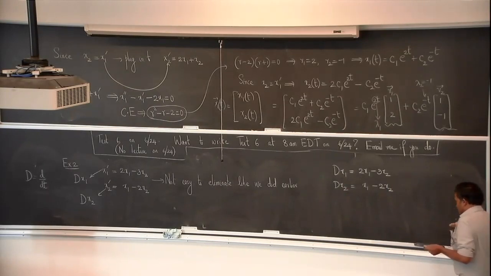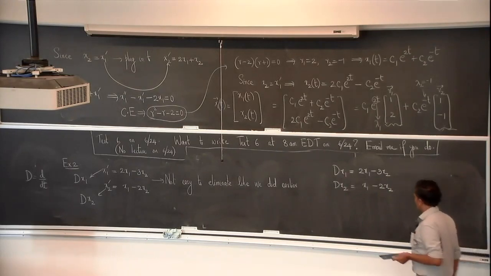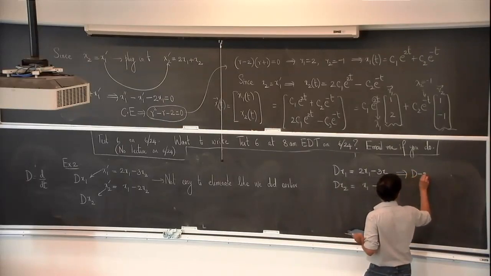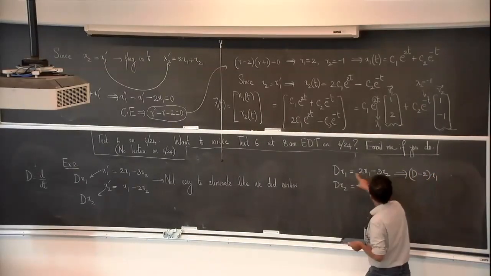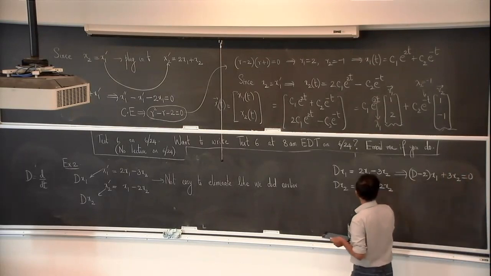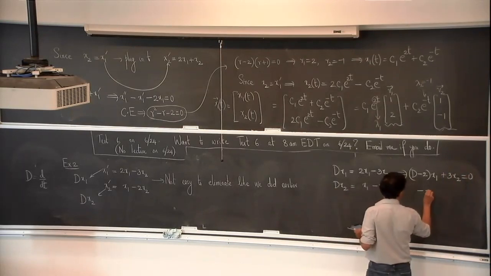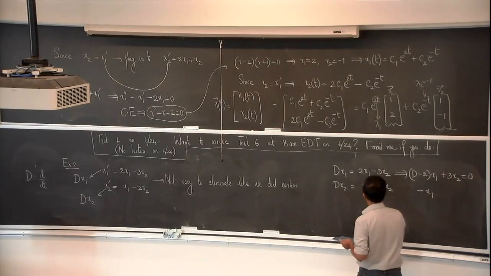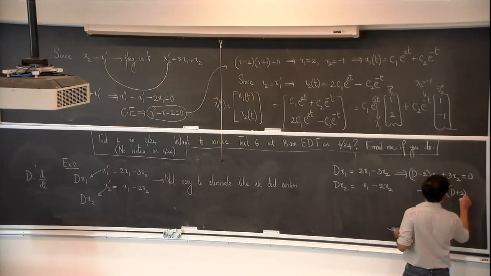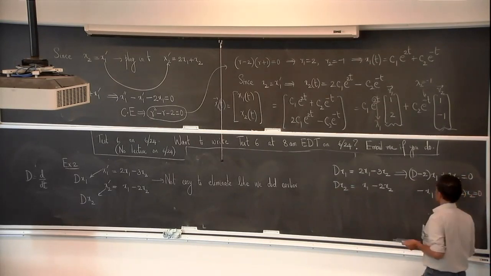So what D'Alembert did was he kind of made the equations look like, kind of cheating, these are just algebraic equations. Now what you can do is push everything to one side and write like this: D minus 2 x1 plus 3x2 equal to 0. And we have negative x1, because this goes to the left, plus D plus 2 x2 equal to 0.